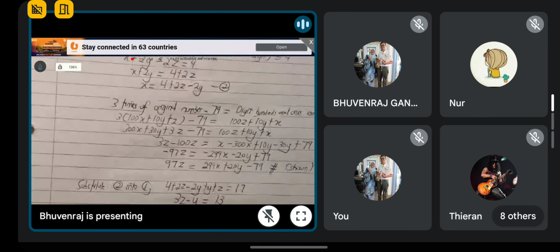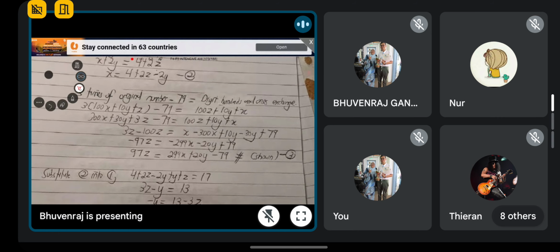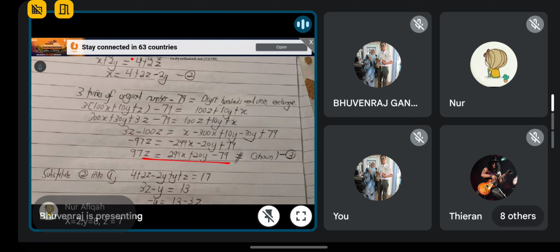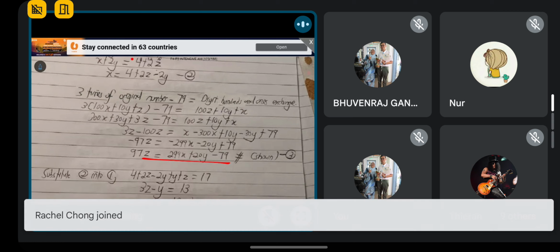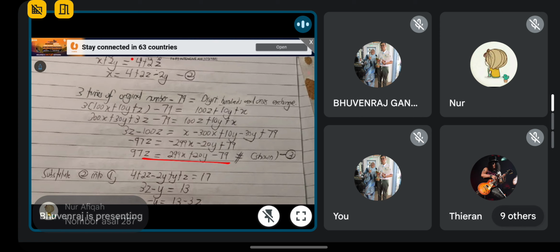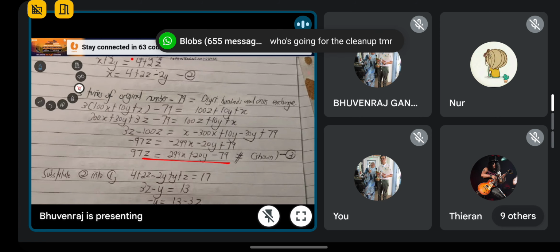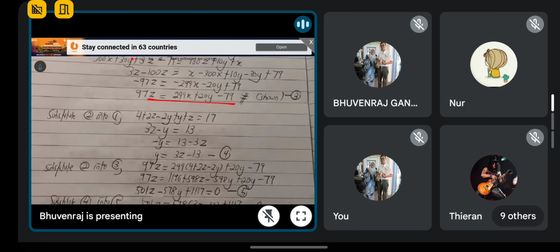So you can see over here how I actually show this one. You have to show this first, then start the solution. Okay, Afika got it. Okay, correct. But don't leave your final answer like that because they want to know the original 3-digit value. So you cannot leave it as 287. You must write it as 287. So this is the solution.